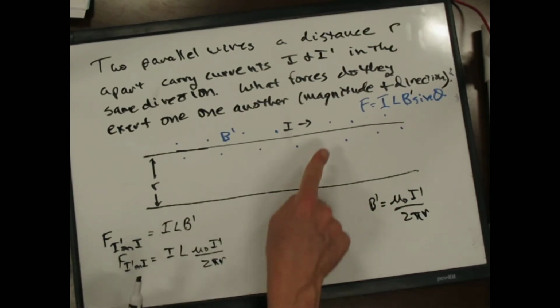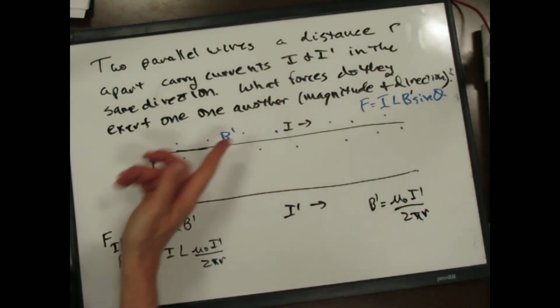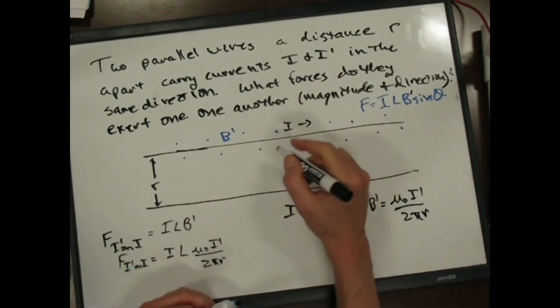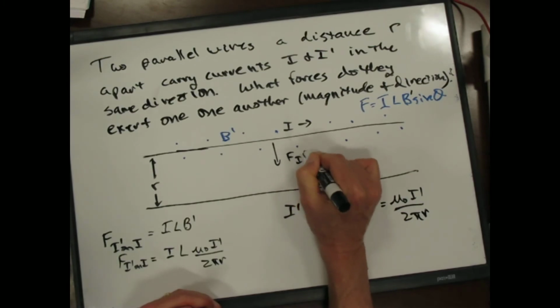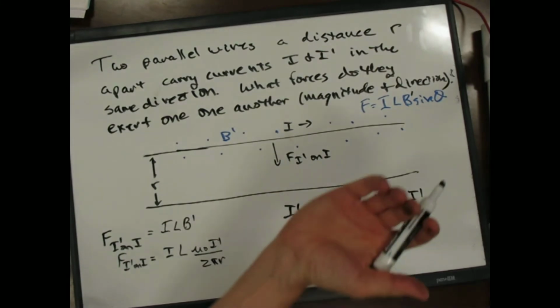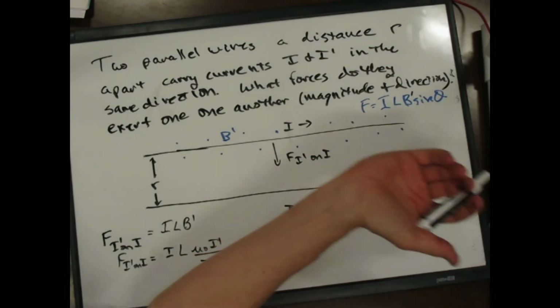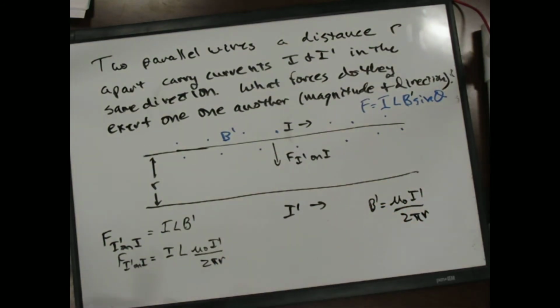And notice if I want to figure out the direction of the force, remember I have to use the first right-hand rule. And so my current's going this way, my magnetic field is going up. And so the force on this wire, F due to I prime on I, is down, right? If the current is this way and the magnetic field is up, then I have a downward force, right?